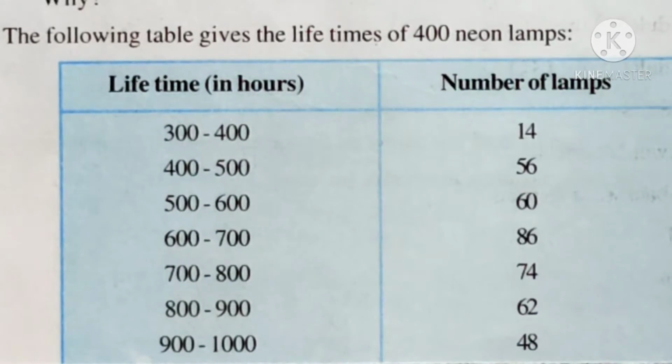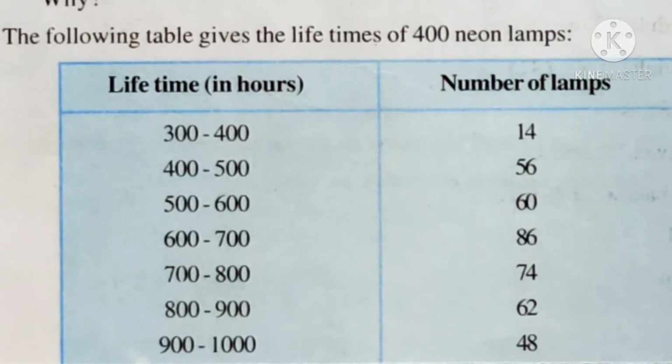The following table gives the lifetime in hours of 400 neon lamps: lifetime in hours and number of lamps. Between 300 to 400 hours, the number of lamps is 14. 400 to 500, it is 56. For 500 to 600 hours, it is 60 lamps. 600 to 700 hours, 86 lamps. 700 to 800, 74. 800 to 900, 62, and 900 to 1000, it is 48 lamps.